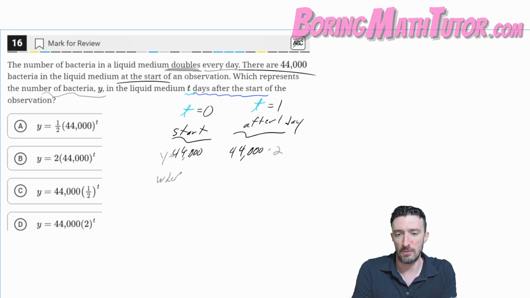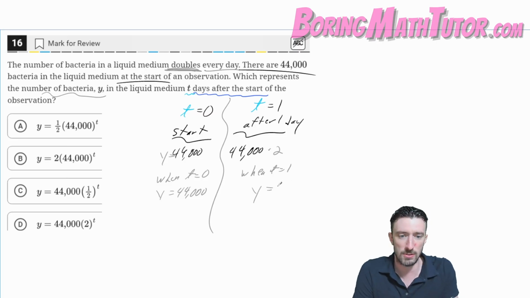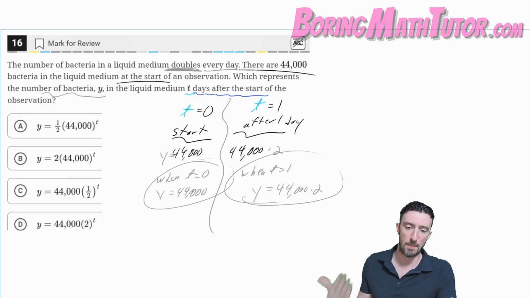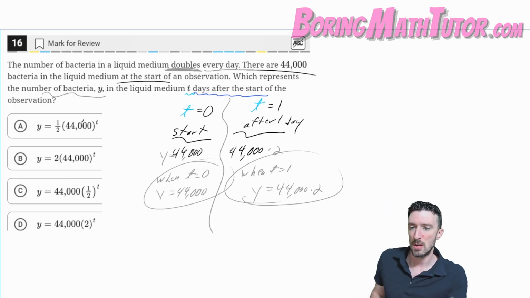So let me just write that down for y'all. When T is equal to 0, Y is equal to 44,000. Also, when we look at the other guy, when T is equal to 1, Y should be 44,000 times 2. Okay, so that's basically our key here. So let's get started with plugging in 0 for T and praying we get 44,000.